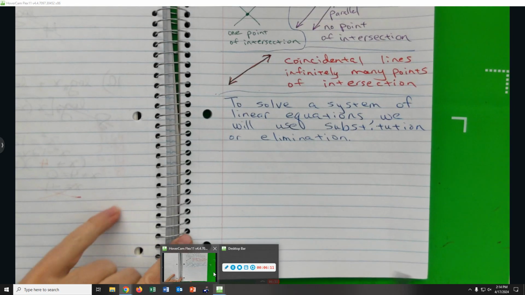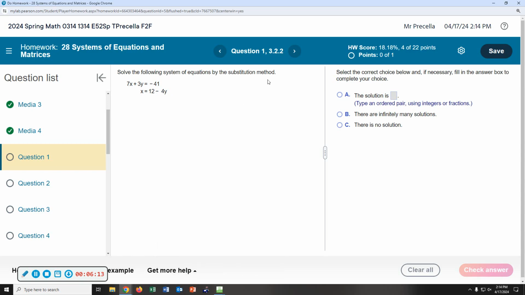Okay, so here goes. To illustrate substitution. I prefer elimination, but this problem is tailor-made for substitution. Let me write the two equations down. We have 7x plus 3y equals a negative 41.